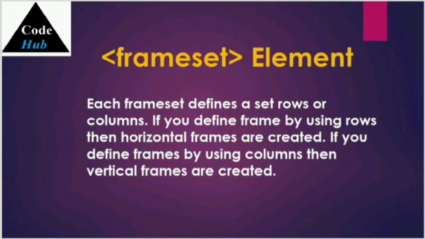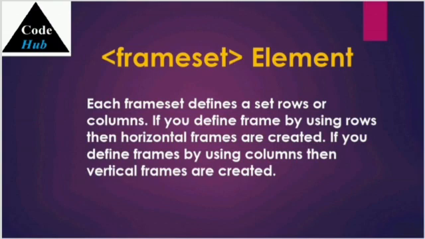If you define frames by using rows, then horizontal frames are created. If you define frames by using columns, then vertical frames are created. The values of rows and columns indicate the amount of screen area each row or column will occupy. Each frame is indicated by the frame tag and it defines what HTML document to put into the frame.